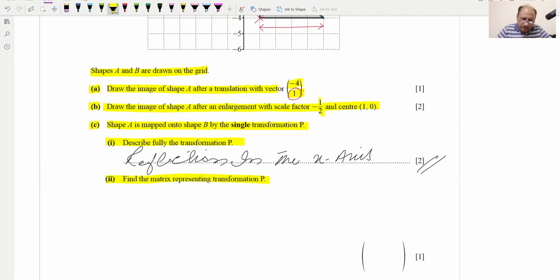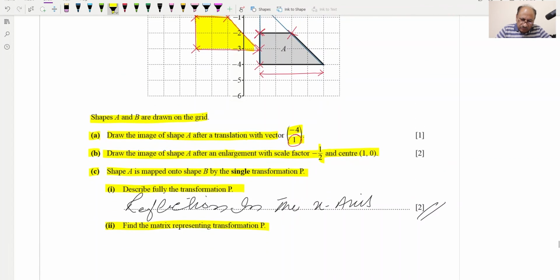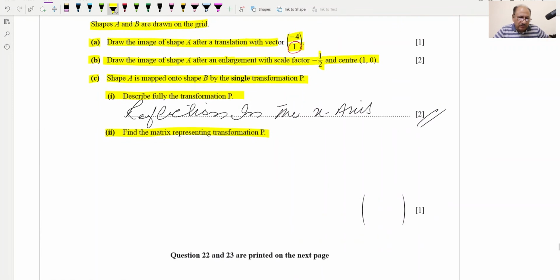So we have to find the matrix. This transformation P is a reflection in the x-axis. So to understand this reflection, for example, normally we have the i unit vector on this side and the j unit vector on this side. So reflected along the x-axis will be this one. So i will remain at the same location, whereas j will be shifting to this side. Reflection will be this one, so it will be minus j.